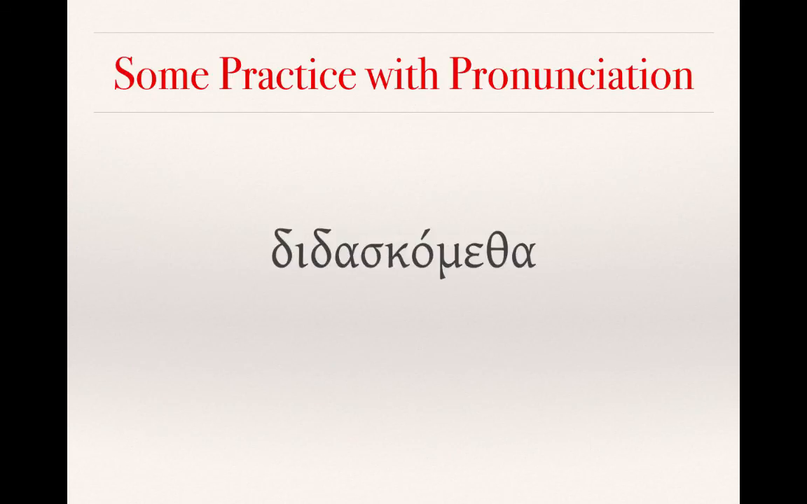Next is the word didaskometha. So 5 syllables there because there are 5 vowels. Didaskometha. Again, I'm trying to put the emphasis over that omicron that has the accent. Finally, komai. You'll hear just the 2 syllables, komai, and the accent falls over the omega, komai.